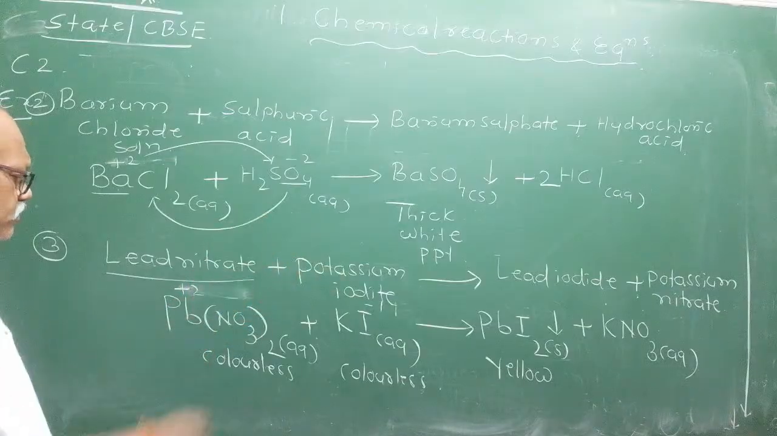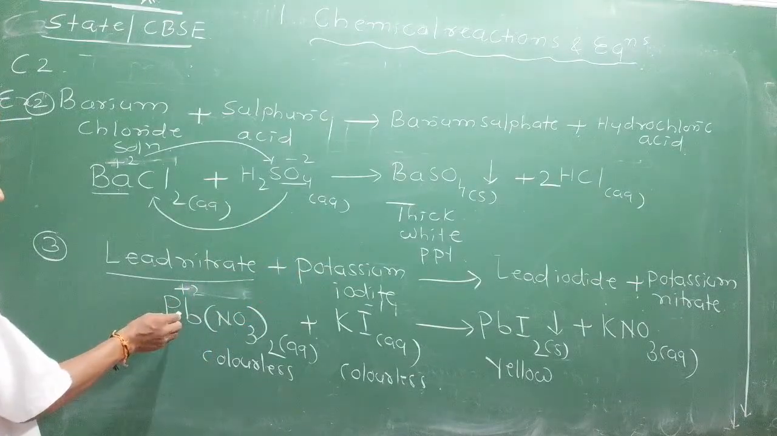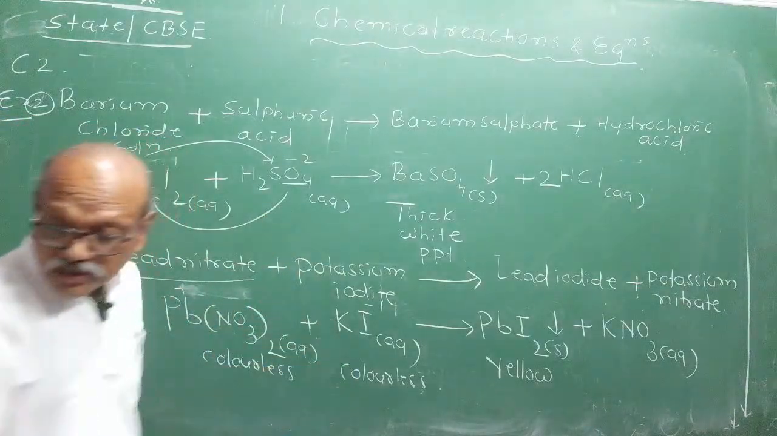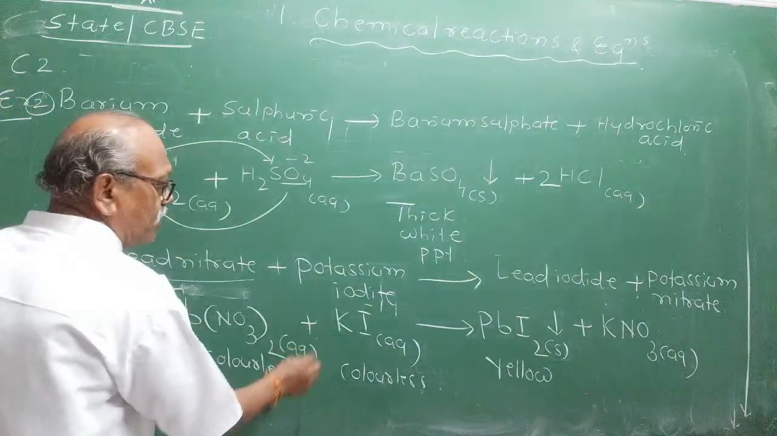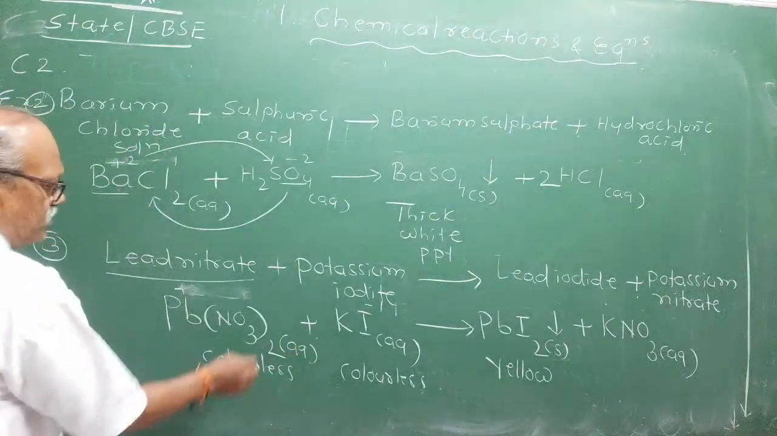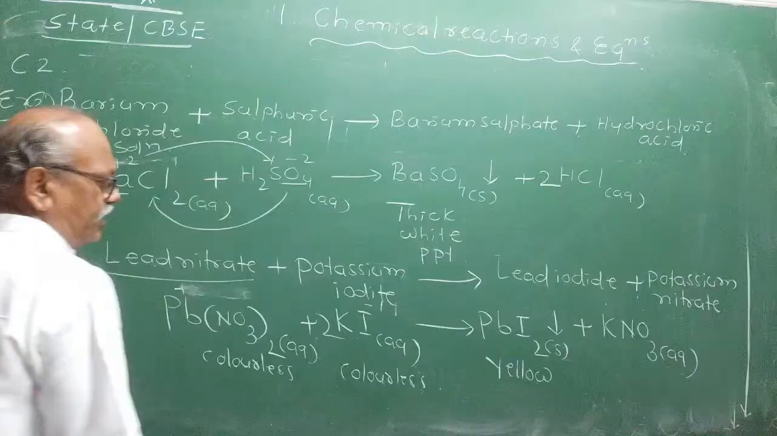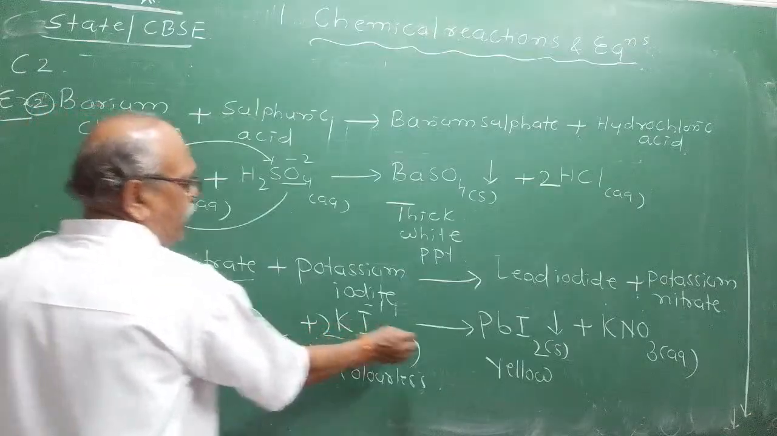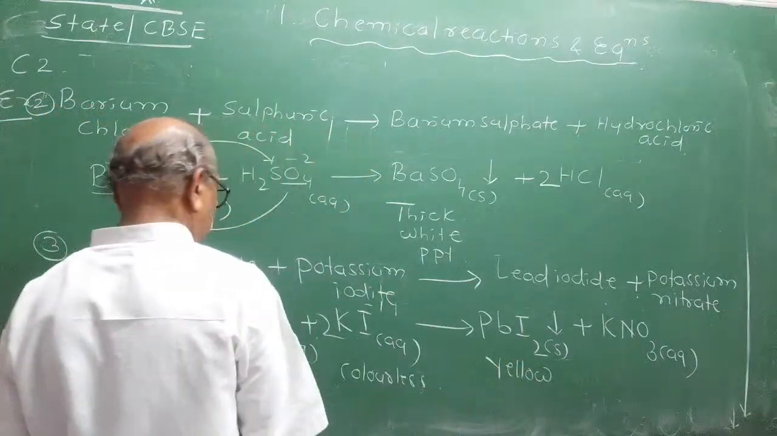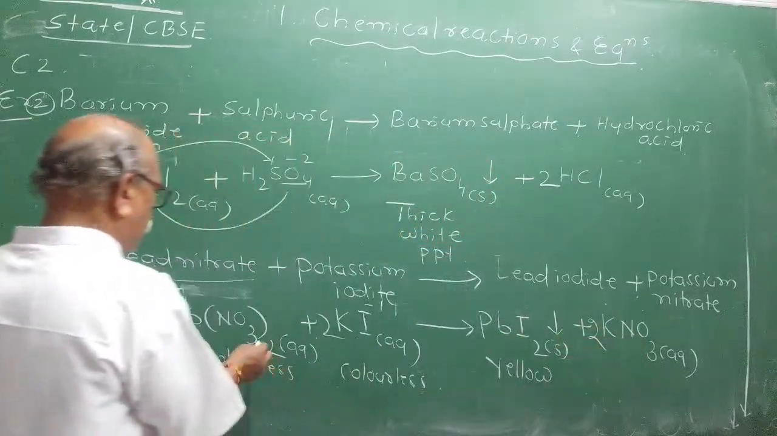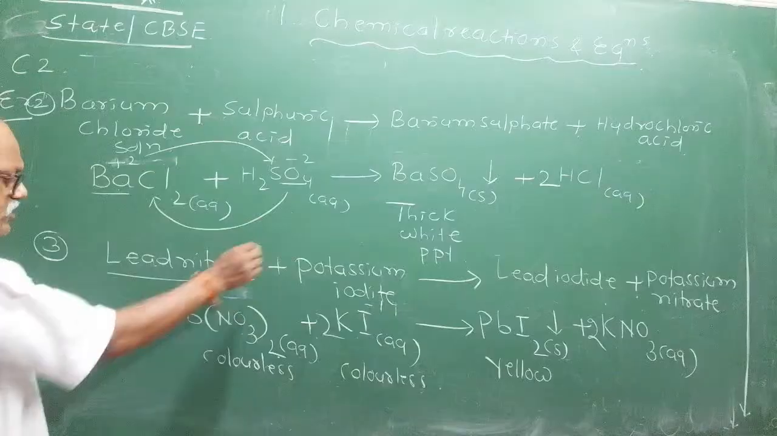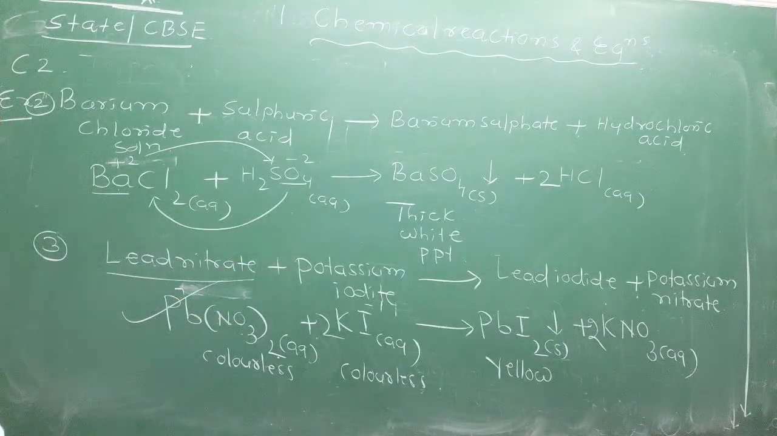Balance the equation. How many lead atoms on the left? 1. How many lead atoms on the right? 1. Yes, 2 KI. Correct answer. You have to take NO3 twice. Therefore, you have to take 2 KI. Now, 2 iodine atoms are balanced and potassium atoms are 2 in 2 KNO3. Nitrate groups are also 2 here, and the equation is balanced. Satvik, correct answer.